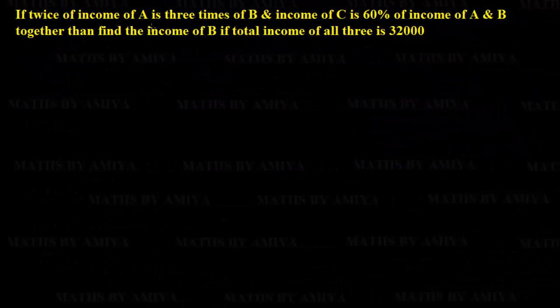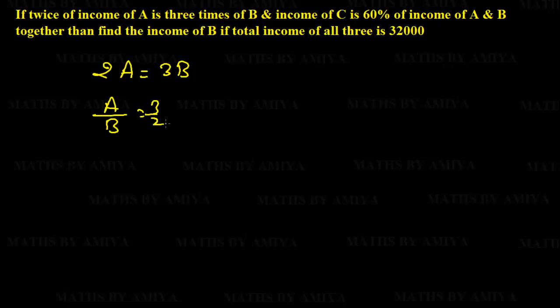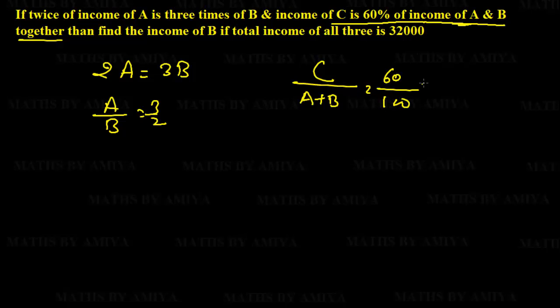If twice income of A is 3 times of B, so we can say A by B is nothing but 3 by 2. And next line, income of C is 60% of income of A and B together. So C and A and B together. 60% is 60 upon 100. Of is with A and B, so that is nothing but 100. And 60% is only 60. That is nothing but 3 upon 5.